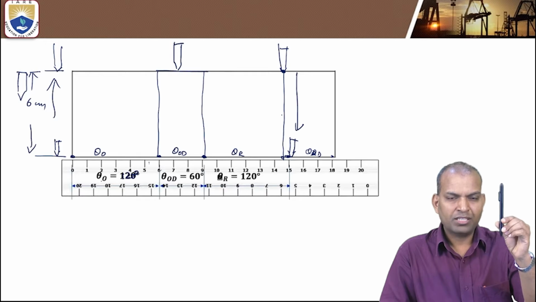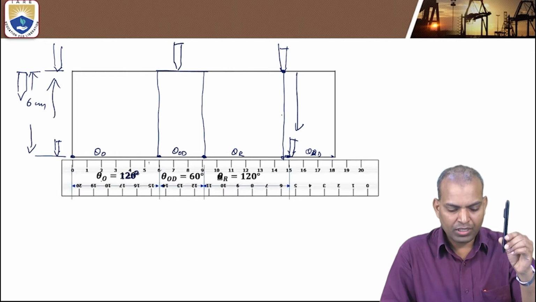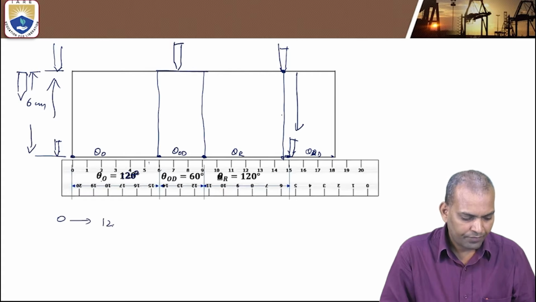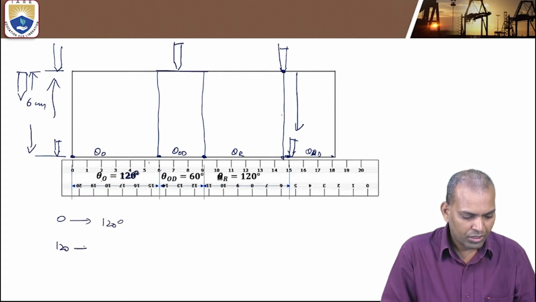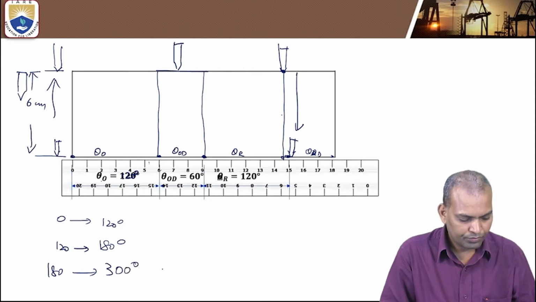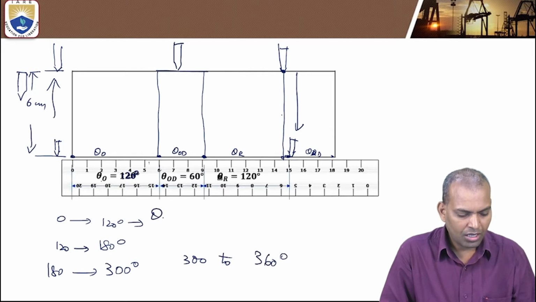And the dwell remains the same. How much angle? 60 degrees of the cam rotation. After 60 degrees, again 60, it is from 0 to 120, and 120 plus 60 is 180, and 180 plus 120 is 300 degrees, then 300 to 360, again the outward dwell. This is the theta outward stroke.